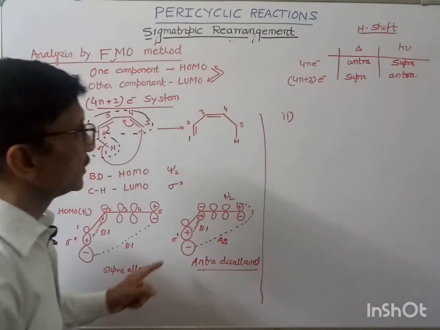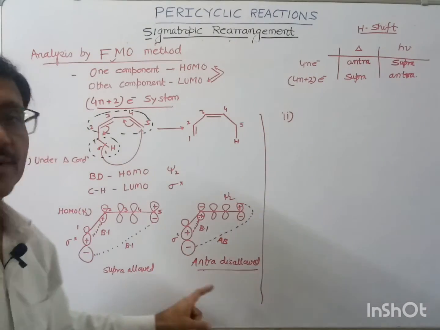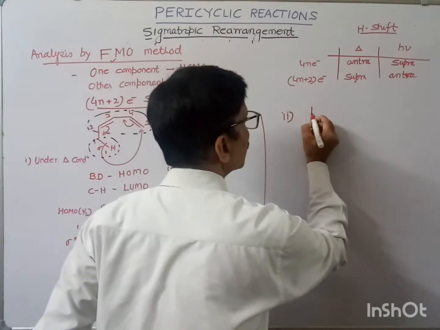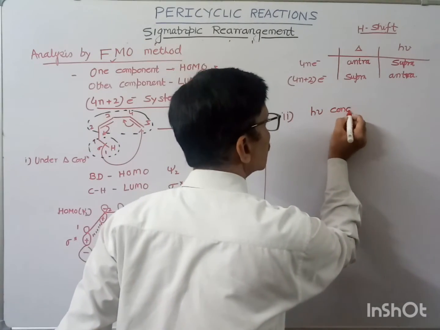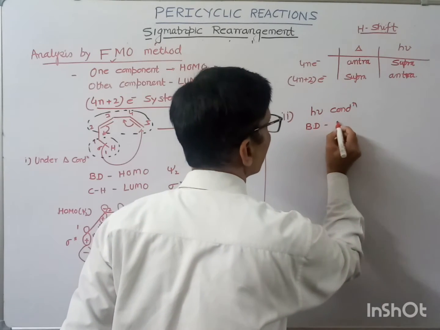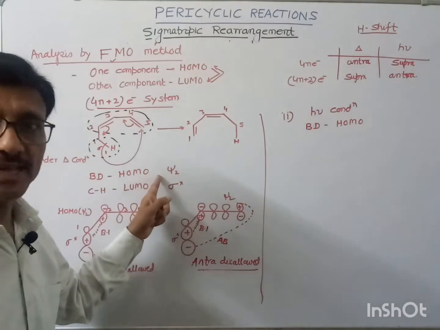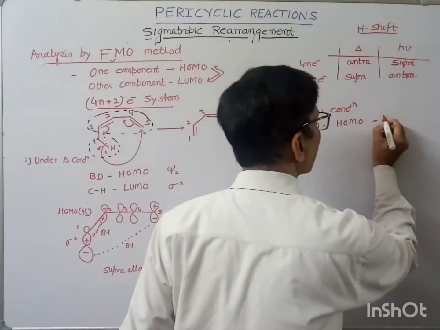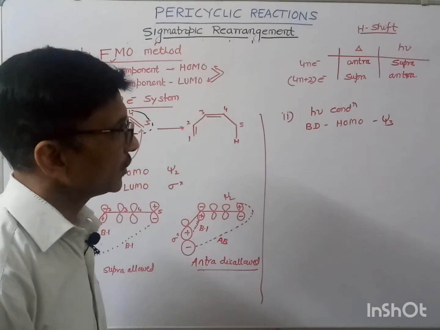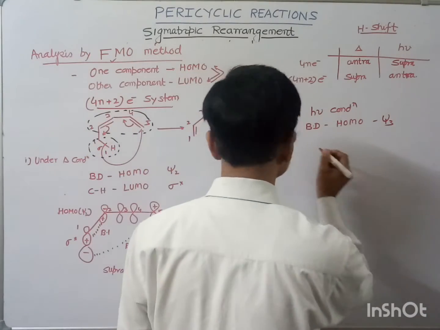Now in the same manner we can prove for the second case. What I have told you, under thermal condition only supra is allowed, intra is not allowed. Now for thermal photochemical condition, the HOMO of butadiene becomes psi3. Already I have given you the lecture on these molecular orbitals, the HOMO, LUMO and the symmetries.